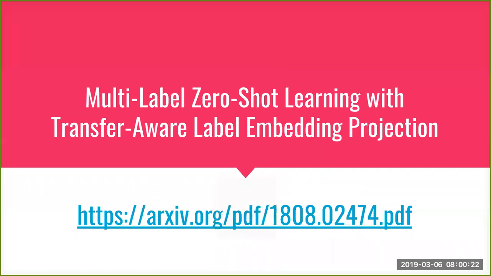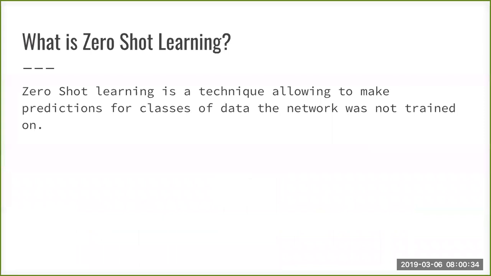Multi-label zero-shot learning with transfer-aware label embedding projection. Basically, the paper is about the zero-shot learning approach for visual recognition. Let's recap what zero-shot learning actually is. It's a technique to make predictions on the unseen data using the unseen labels, I guess, as well.